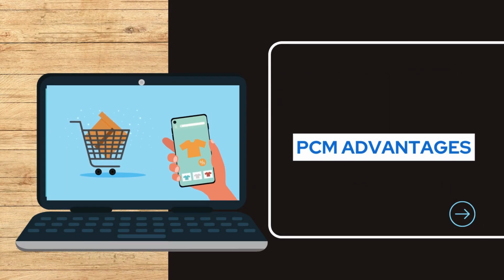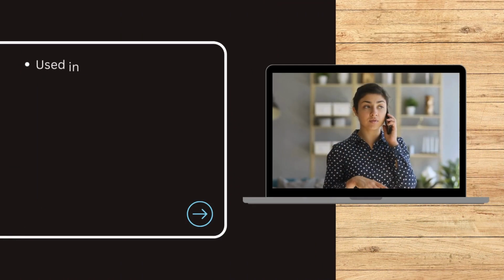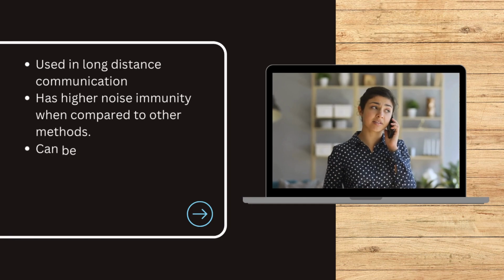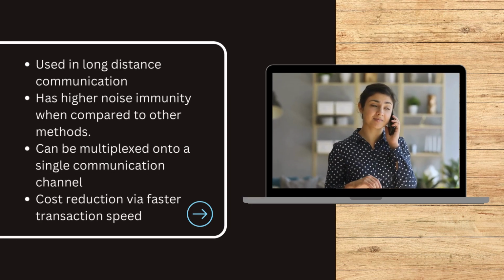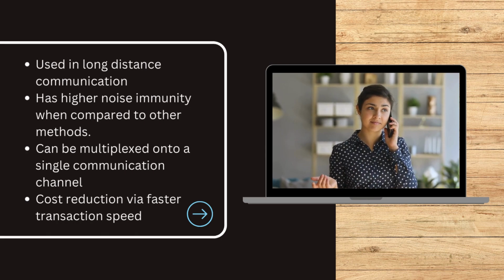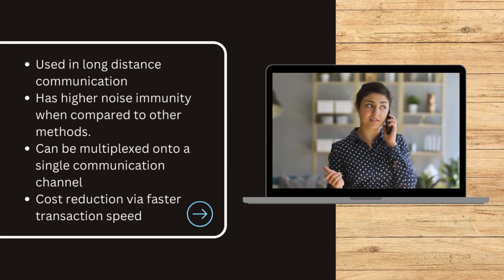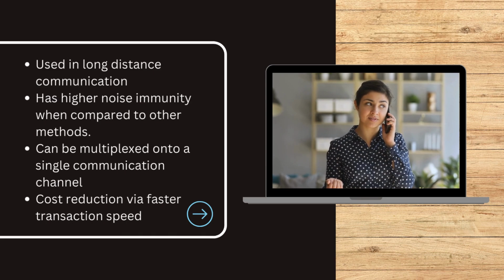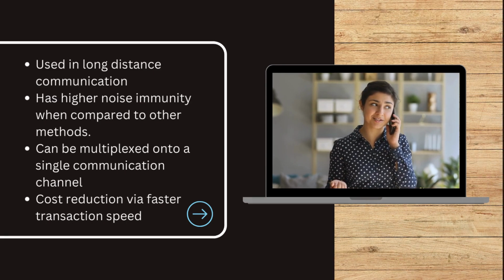Pulse code modulation is used in long-distance communication. It also has higher noise immunity when compared to other methods. Other than that, it can be multiplexed onto a single communication channel. Lastly, it offers cost reduction via faster transaction speed.